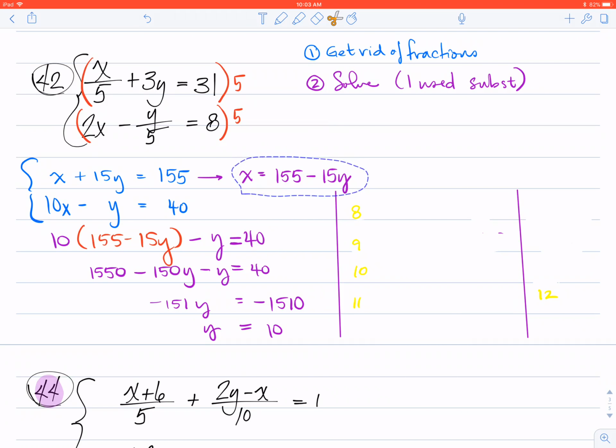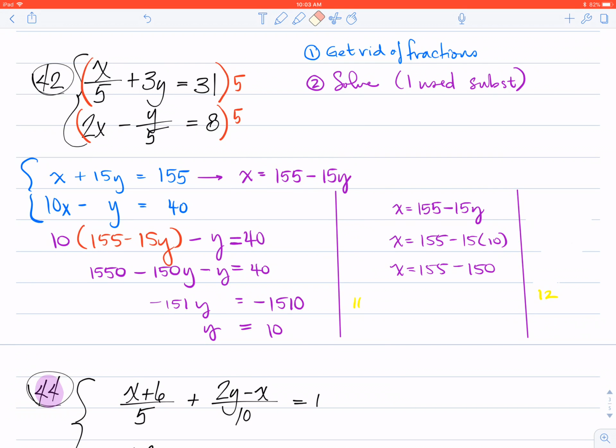Since I'm looking for x, honestly, I'm going to use the one that says x is equal to. So I have x is equal to 155 minus 15y. Go ahead and plug in what y is equal to and solve for your x. Now remember, we're solving a system of equations. Your answer must be a coordinate. So don't forget to do the very last step and simply write your solution as a coordinate.